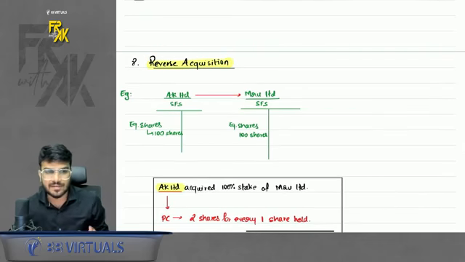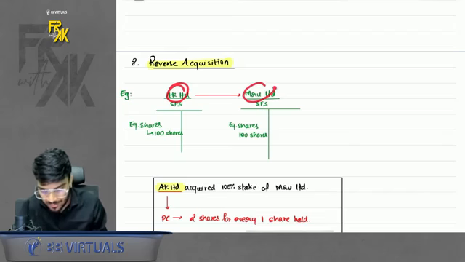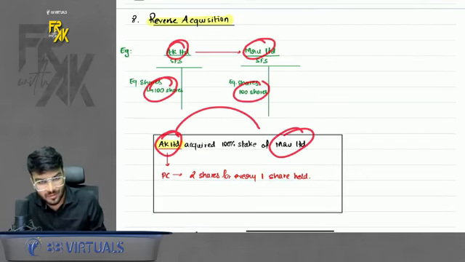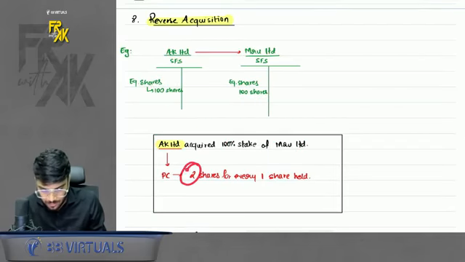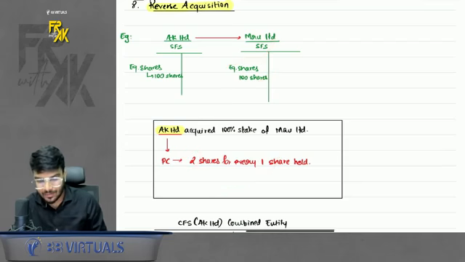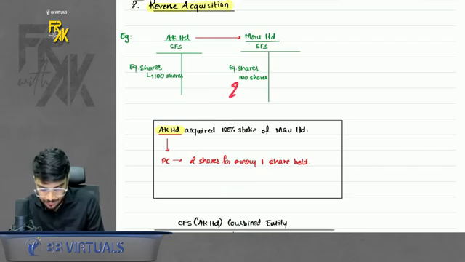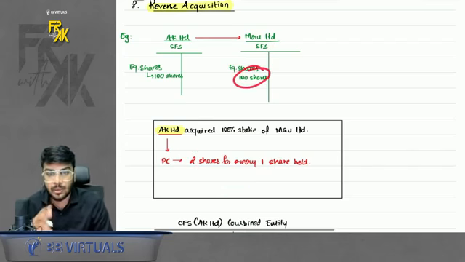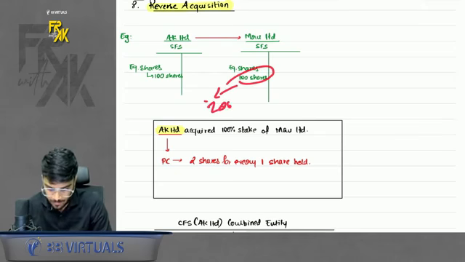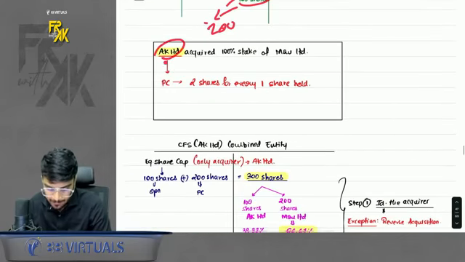Now what is the meaning of reverse acquisition? I gave a very nice example in this. In case you remember, this is me and this is my wife. We both have 100 shares outstanding. Now let's say I acquired the company of my wife, 100%. So I issue PC, 2 shares for every 1 share. How much PC will I give to MRU Limited? For every 1 share I am giving 2 shares. So for 100 shares I will give 200 shares. Now can I say AK will prepare the CFS?